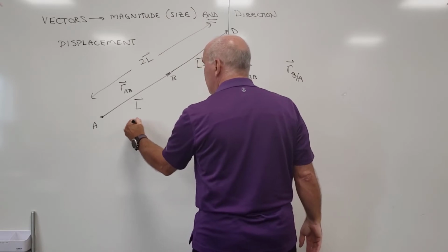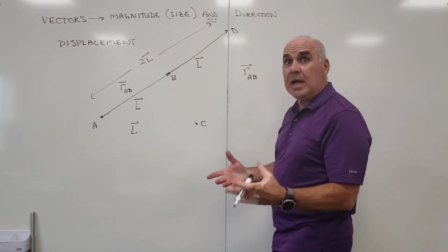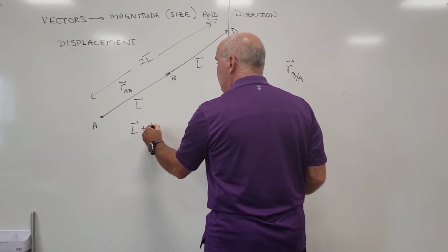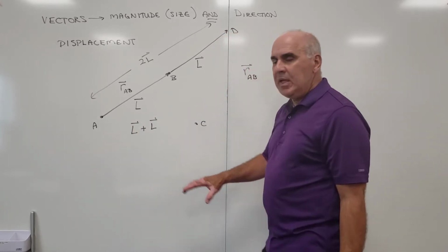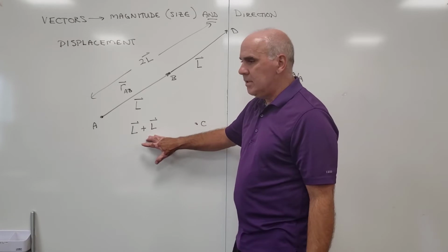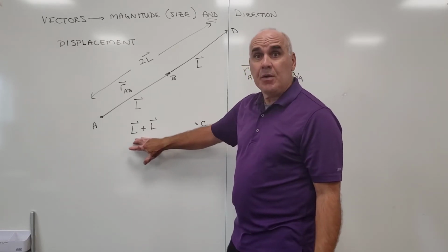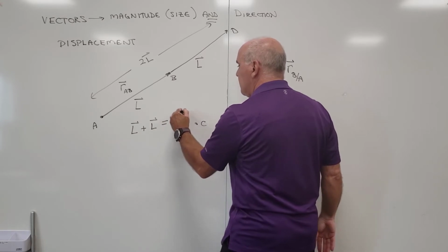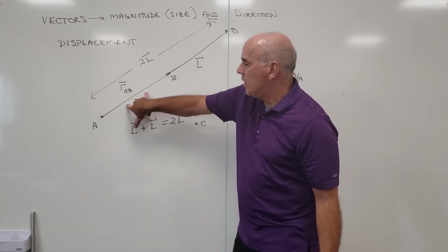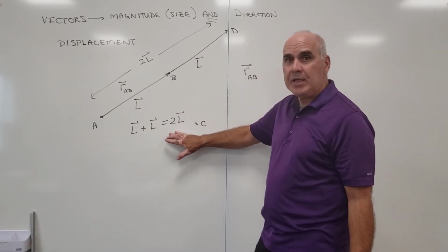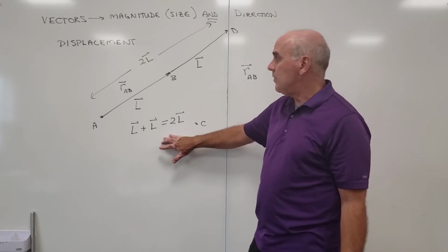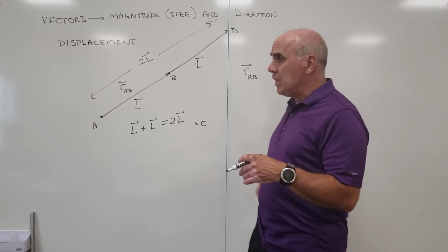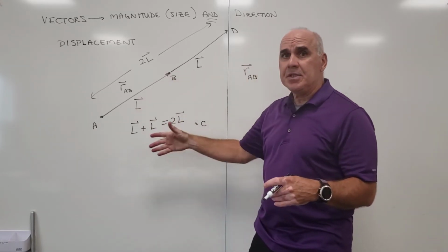So I traveled L, and I traveled L again. So and means plus. So I travel L again. And when I add those together, I have two L's, right? So I have doubled just the vector quantity L. I traveled twice that quantity. Okay? And so vectors will add together. We can add vectors together.